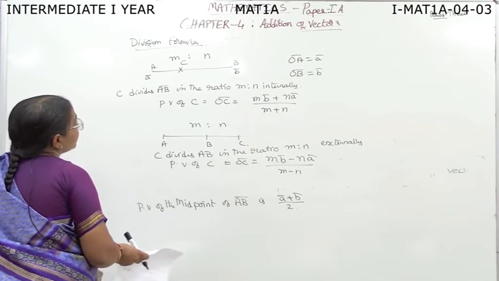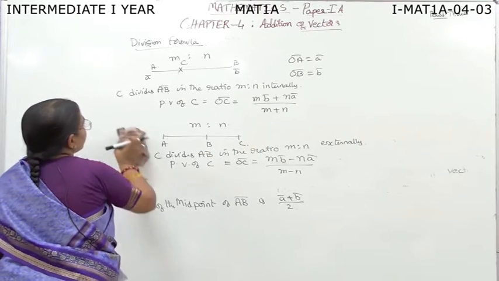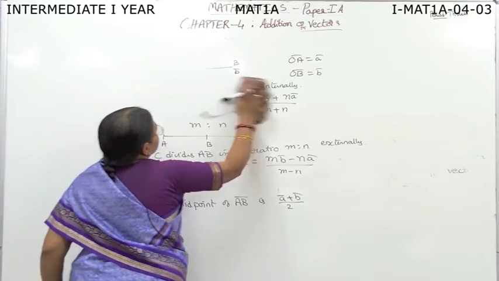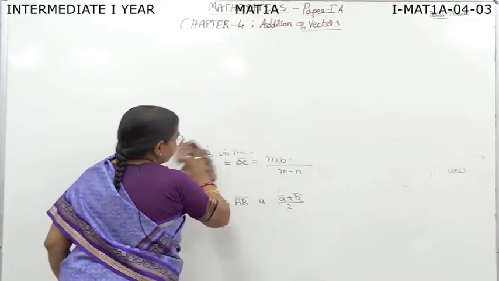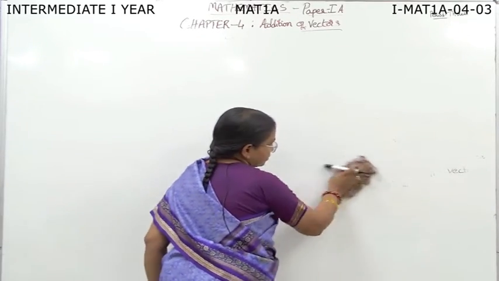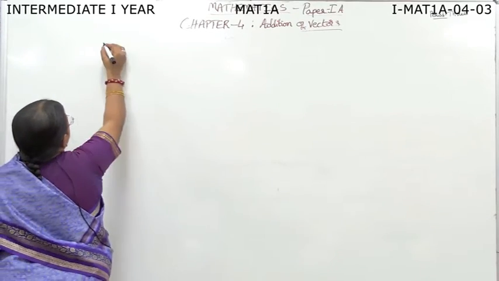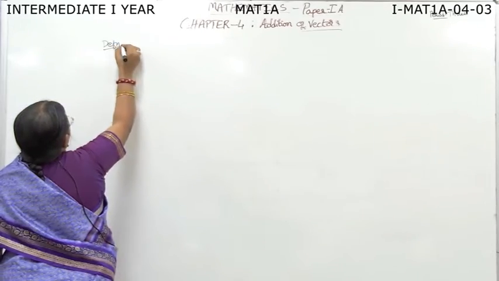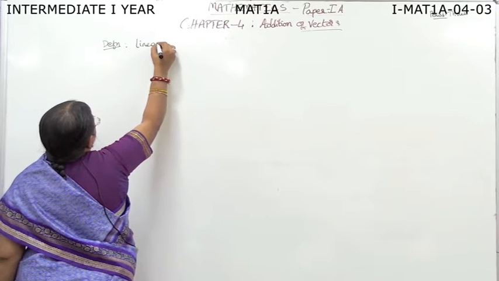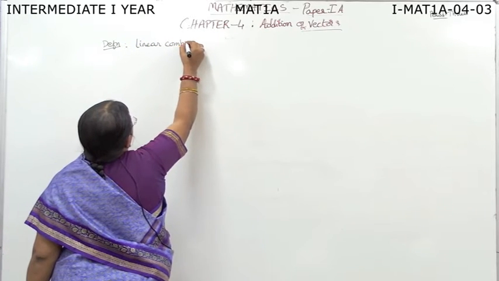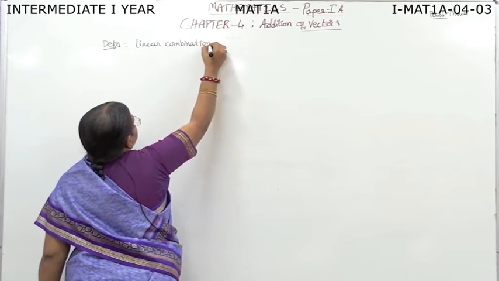Next we have three definitions which are very, very important. Only definitions. The first one is the linear combination of vectors.